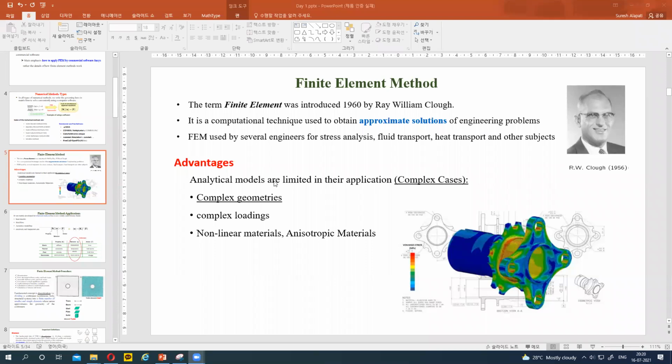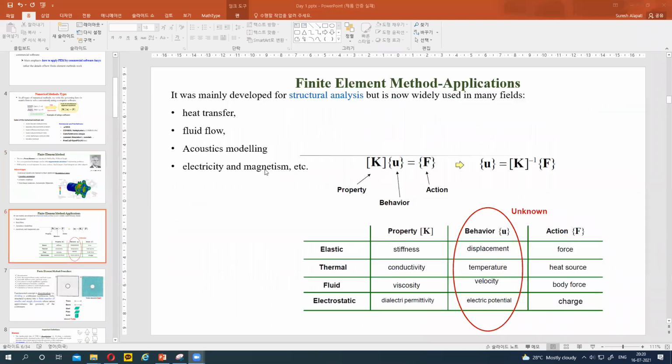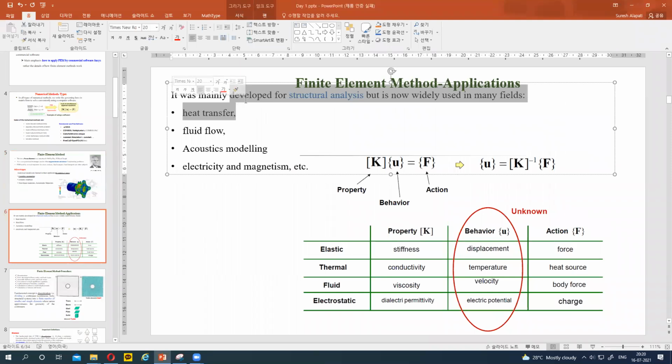So those are the advantages of the finite element method. As you know, we write the finite element method in the form Ku equals F. Here, this one is the known value.